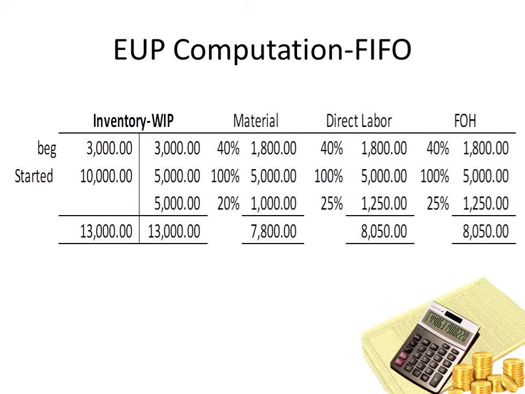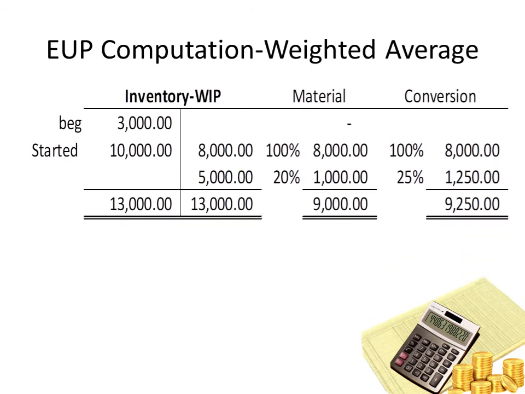And for our factory overhead, we also have 8,050. This is for the FIFO. However, for the weighted average, we presume that all the beginning were already added 100%. So take note, we have now the beginning and then the started. So we have 3,000 and we did not put the 3,000 because at the weighted average, we did not anymore consider the beginning inventory. So we have now started 10,000 and started is composed of 2.